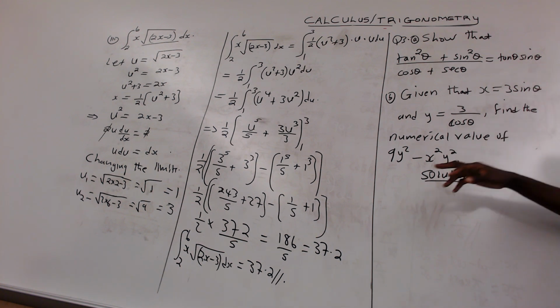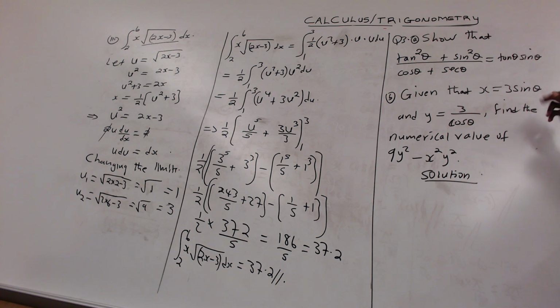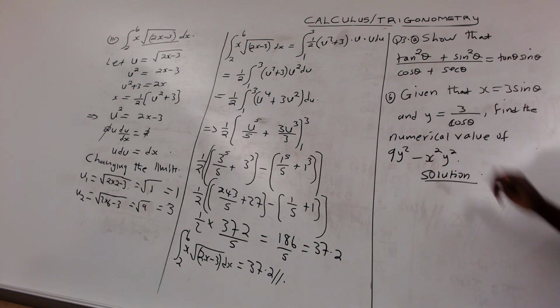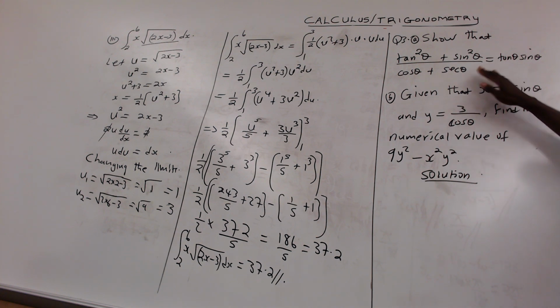And 3B, the B part is given that x equals 3 sin theta and y equals 3 all over cos theta. We are required to find the numerical value of 9y squared minus x squared y squared. So we are required to find the numerical value of this. This is very simple and straightforward. So the first part, we are required to show that this equals this. So let's try the first part.